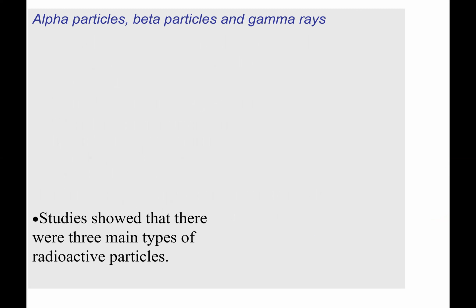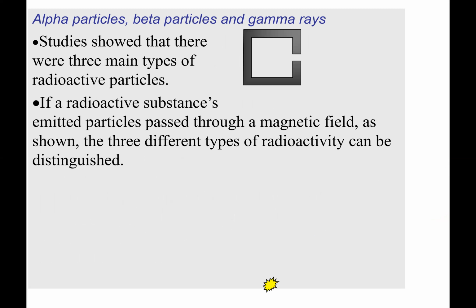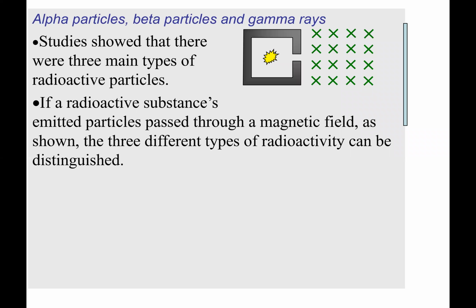After further research, by many other physicists, not just Pierre and Marie Curie, the discovery was made that there were three main types of radioactive decay occurring. We're going to talk about each of them: alpha, beta, and gamma. If a radioactive substance's emitted particles pass through a magnetic field, this is what they did. They put a radioactive substance in a little chamber, and then observed what happened as the particles exited and were sent through a magnetic field. By the way, those X's you see there are a magnetic field, and we'll talk more about that in a later unit.